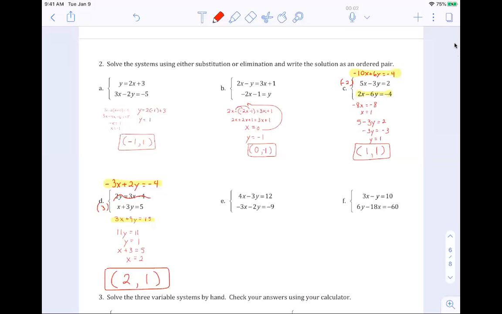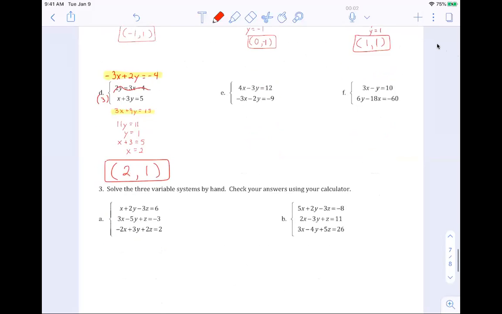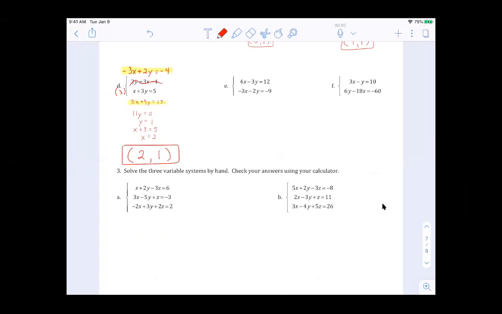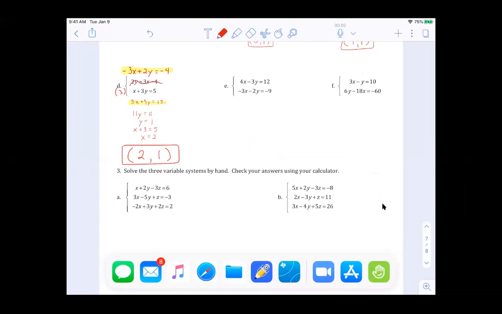All right, so what I want to do now is check maybe some of these, or do some of them, especially these ugly looking 3x3s, by using my calculator. Okay, so I'm gonna spread the screen out here for just a moment. And on my calculator, I'm going to pull that out.